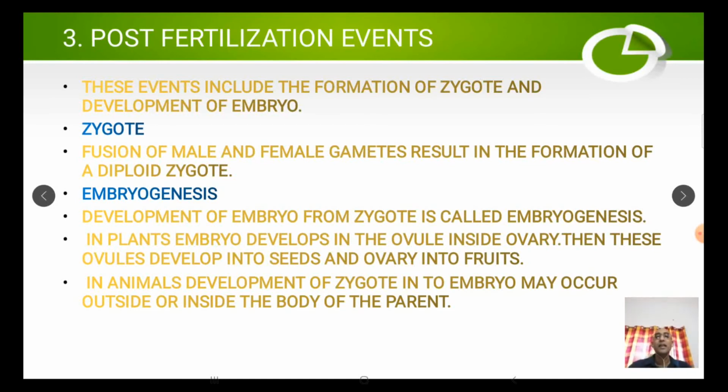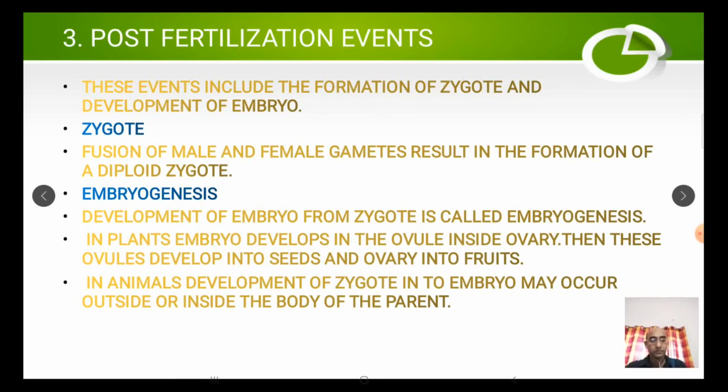Got it? But in case of animals, the development of zygote into embryo may occur outside or inside the body of the parent. In case of animals, it is something different. We are not going into the details of animal reproduction. Here we are concerned about plant reproduction, mostly sexual reproduction in angiospermic plants. But as the term has come, let us know that in case of animals, the development of zygote into embryo may occur outside or inside the body of the parent.